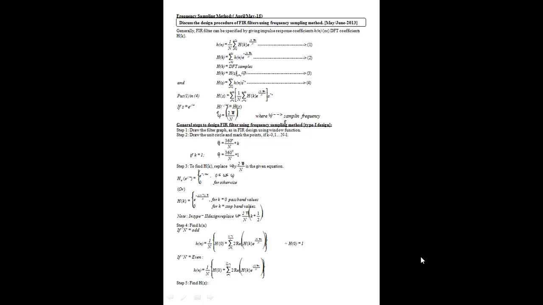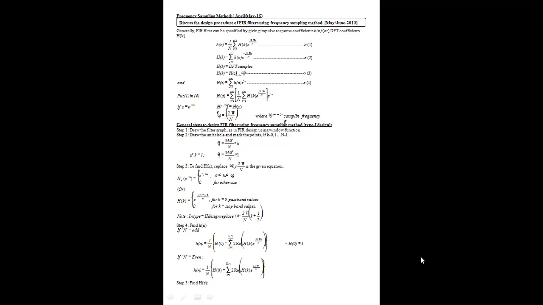Okay. Now let me label these as equation numbers 1, 2, 3, and 4. Let me substitute the value of 1 in equation 4. So what we obtain is H of z equal to summation n equal to 0 to N minus 1, 1 by N, summation k equal to 0 to N minus 1, H of k e power j 2 pi n k by N z power minus n. If we replace z equal to e power j omega, H of e power j omega is equivalent to H of z, where omega is equal to 2 pi by N. Okay. So this is the design procedure using the frequency sampling method.